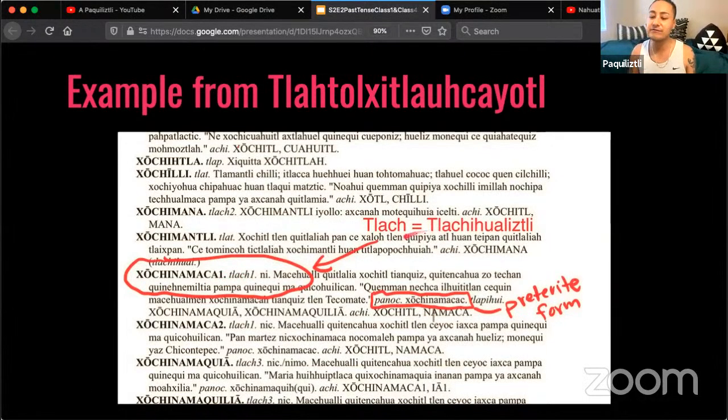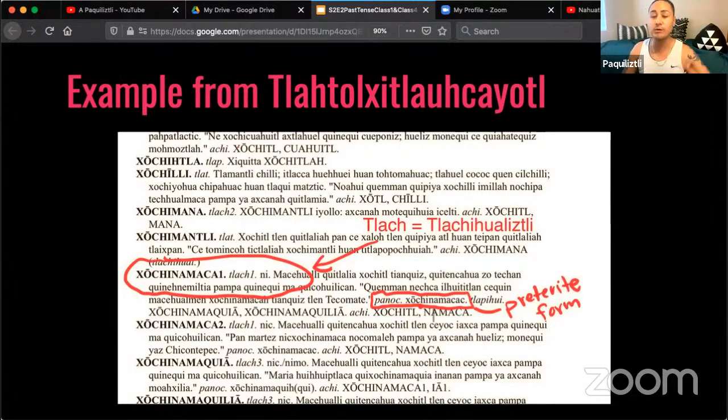That tlach is coming from the word tlachihualistli. Tlachihualistli means verb, and then you see this number after it that says a number 1. That tells you that this verb xochinamaca is a class 1 verb. Okay? Another hint, if you look over here in the word panok, panok means it happened. And under panok, they give you the form of this verb in past tense. So it says panok xochinamacak.